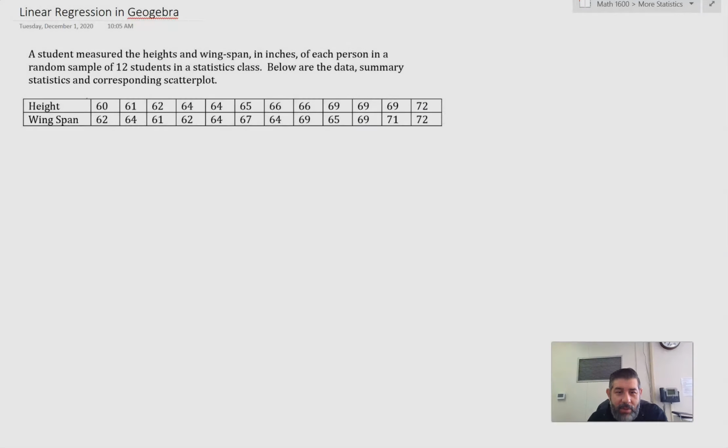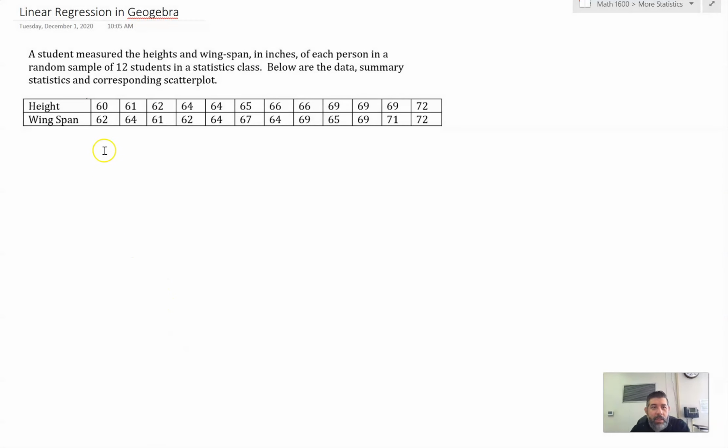Let me shrink myself down here. All right. So I have these data here. Let's suppose students measure their height and wingspan. Wingspan is like this. You can't see my whole arms because I got a large wingspan. Not really, just because there's not a large screen. Let's suppose we take a random sample of 12 stat students, and we're going to put these into Geogebra so we could find a scatter plot. So let's go ahead and do that.